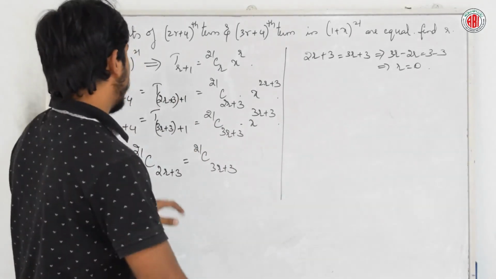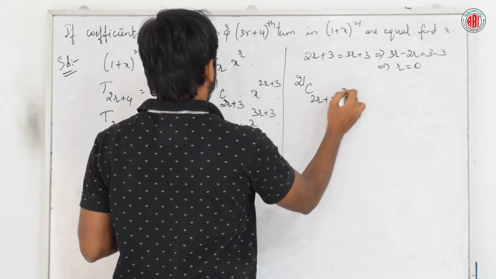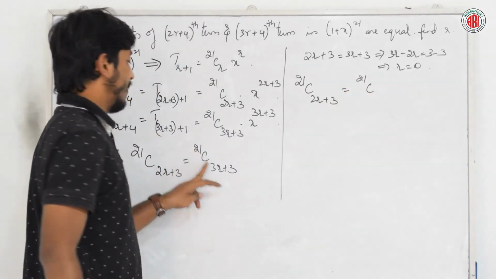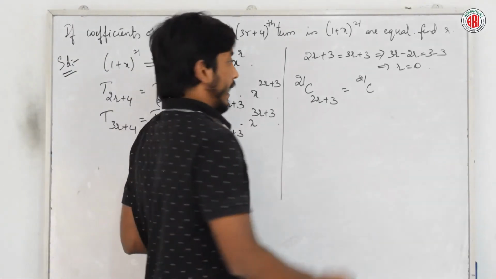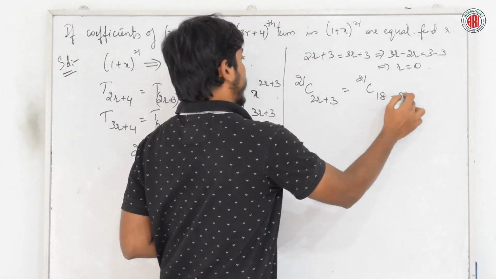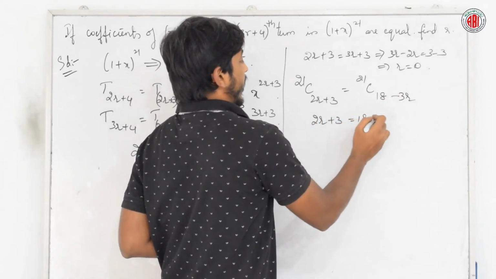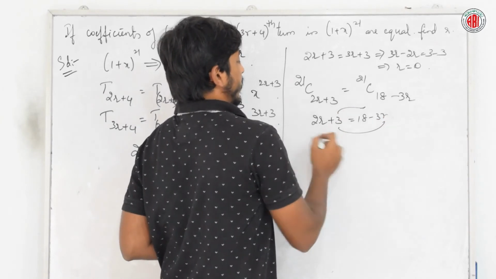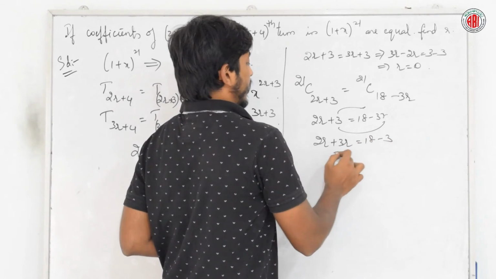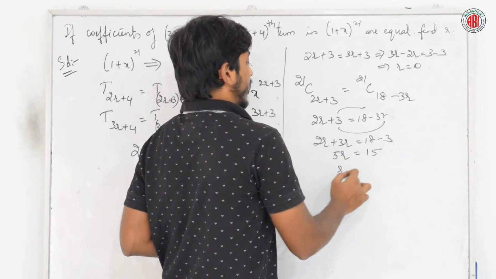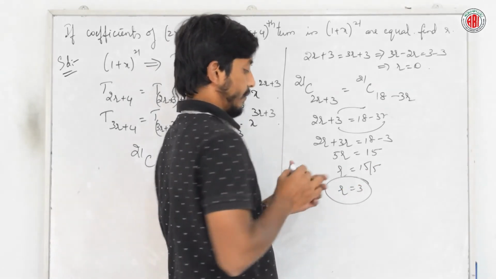What will be the other case? nCr is equal to nC n minus r. How much is it? 21 minus 3 will be 18 minus 3r. Now we can equate these both. 2r plus 3 is equal to 18 minus 3r. This side, this will be that side. 2r plus 3r is equal to 18 minus 3. 5r is equal to 15. r is equal to 15 by 5. r is equal to 3.